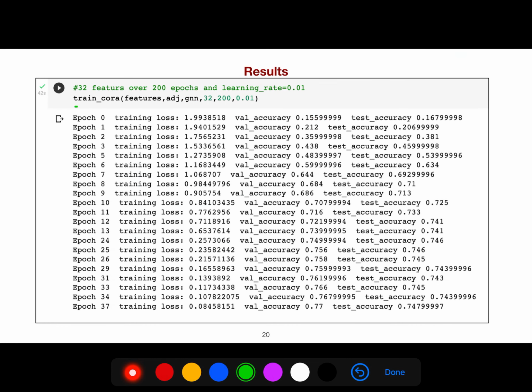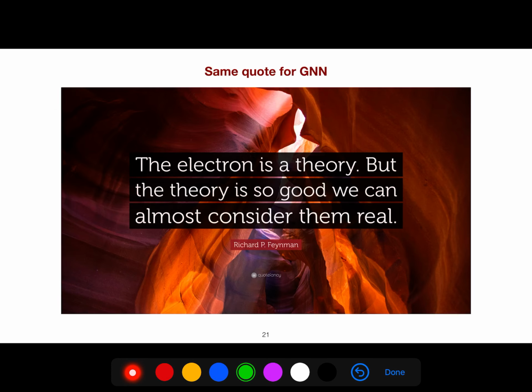And these are the results. So if you train on CORA with your features and adjacency matrix and the GNN function, and if you reduce your dimensionality to 32 features only, then after 200 epochs, with just a learning rate of 0.01, you can have this nice accuracy.